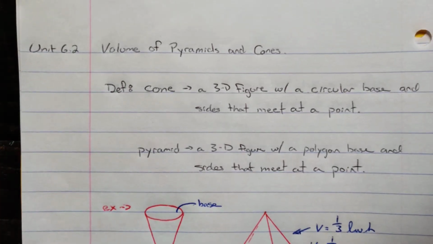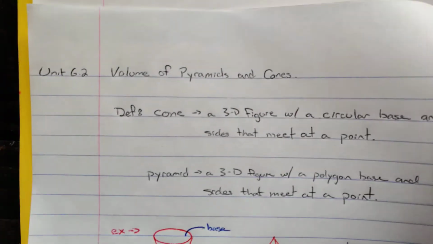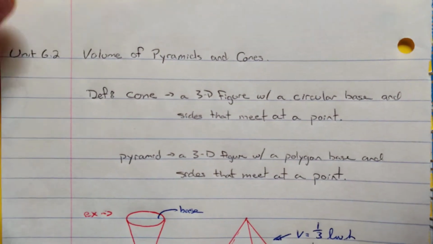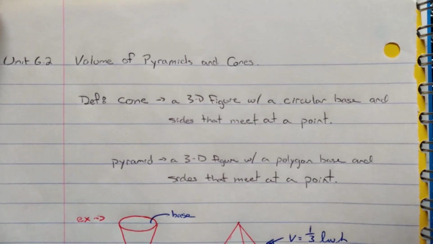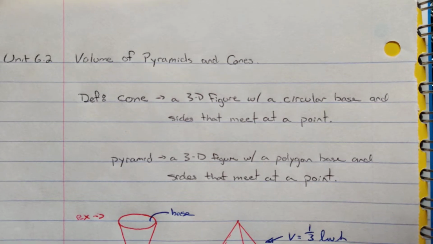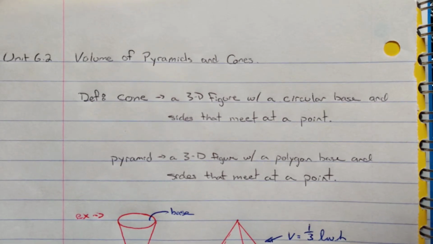In the last section, we looked at the volume of prisms and cylinders. In this section, we're going to look at the volume of pyramids and cones. So a cone is just a 3D figure with a circular base and sides that meet at a point. A pyramid is a 3D figure with a polygon base and sides that meet at a point.